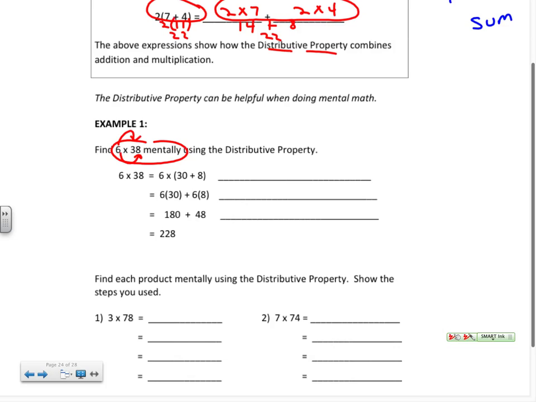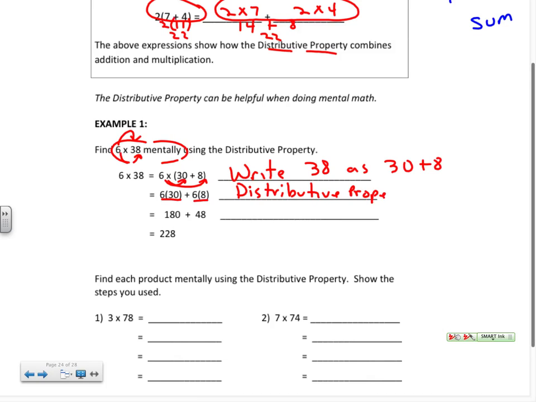So 6 times 38. Remember, 38 can be written as 30 plus 8. In this first step, all I did was write 38 as 30 plus 8, just another way of expressing 38. The next step is taking the outside number and multiplying it by each of the addends. So I took 6 times 30, which is here, and 6 times 8, which is here. That was my use of the distributive property.